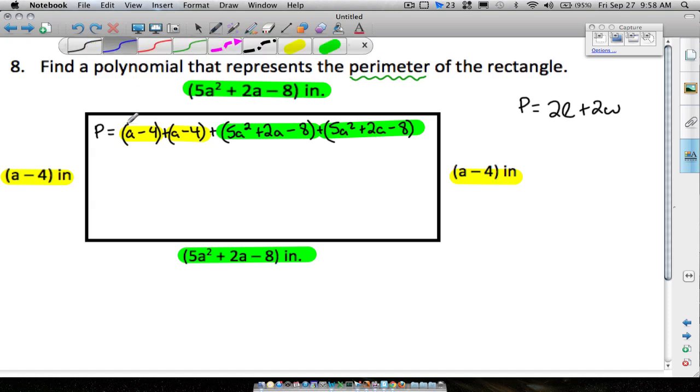So all you really want to do here is hunt around for like terms. I'm going to start with the a squares since I prefer to write these in order. 5a squared plus 5a squared gives us 10a squared. Look at all your a's now.